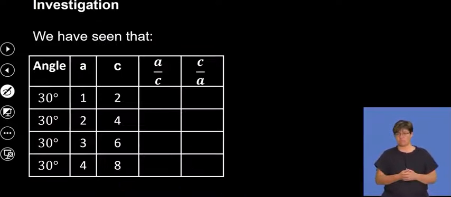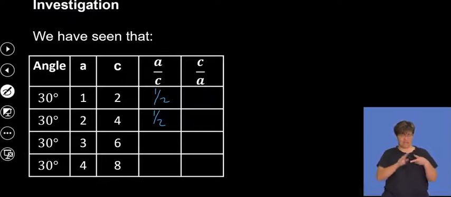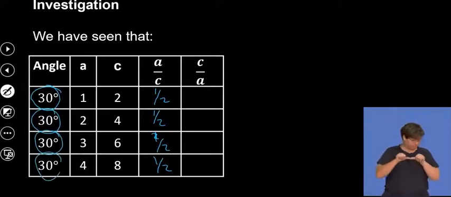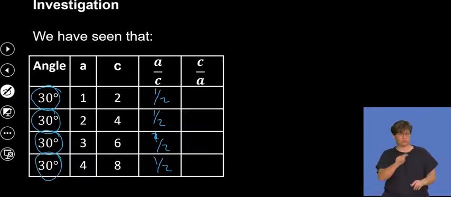Now, what exactly do you know about this? We saw that our ratio is 1 over 2 for A over C. It was 1 over 2 for A over C for the second triangle. For the third triangle, it was also 1 over 2. For the fourth triangle, it was also 1 over 2. Why? Because they were similar triangles and the angle was the same throughout, which really makes them similar.